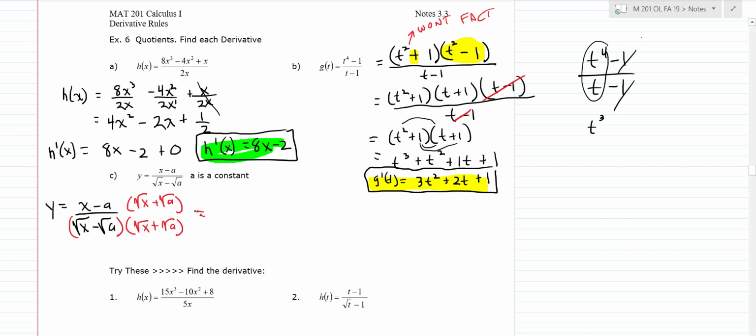Now I'm not going to FOIL the numerator because my goal is that something might cancel. So let's just write down that numerator for now. Now let's multiply out the denominator. You want to do that because something very special will happen.